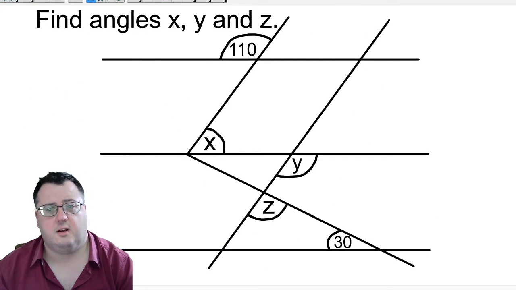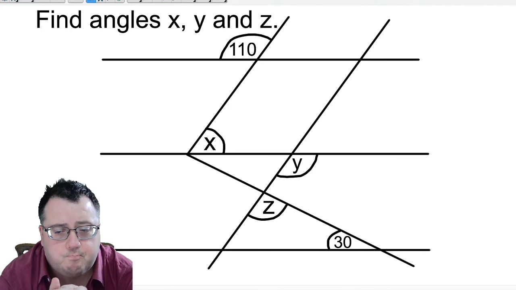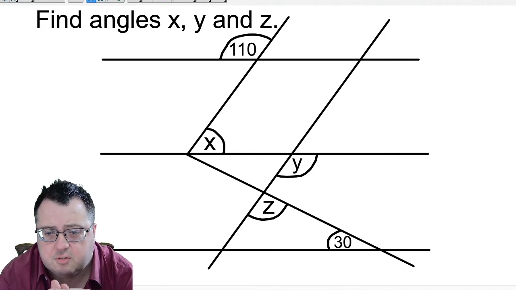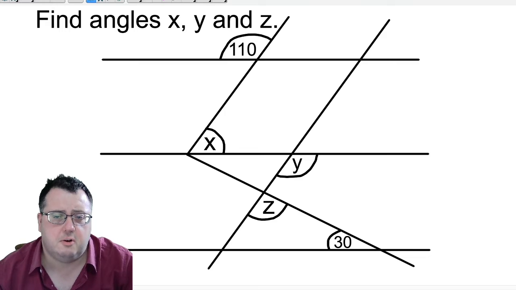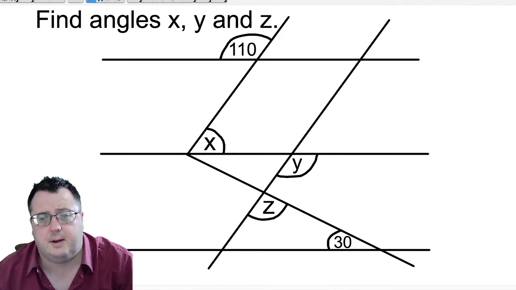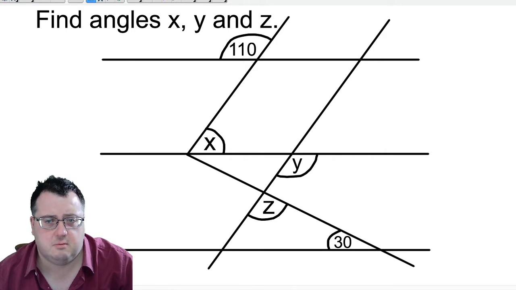Good. We'll move on to the last question that I've got prepared, which is similar, but also goes through pretty much every one of the rules. So, how are we going to go about getting this? Well, let's start with the x. I can see with this 110 right at the top that I have got a corresponding angle, and I'm going to draw that in here.